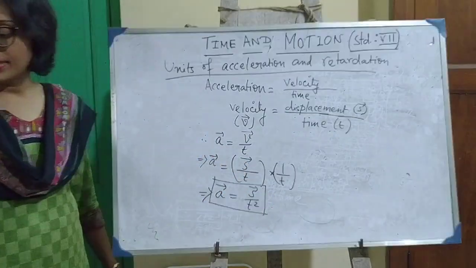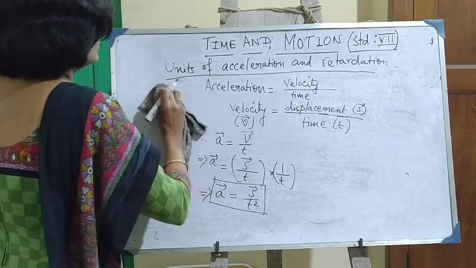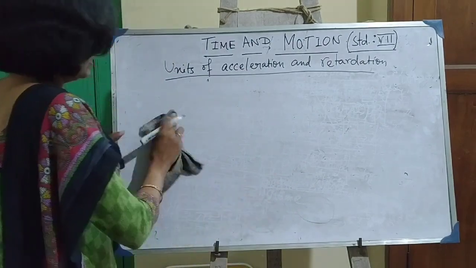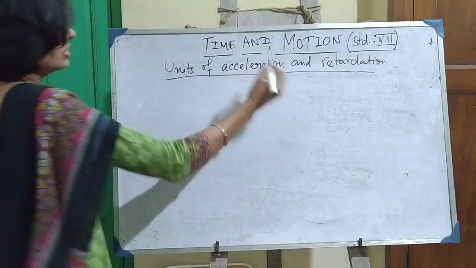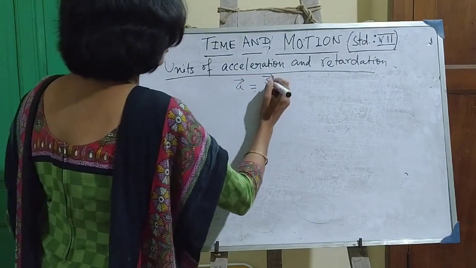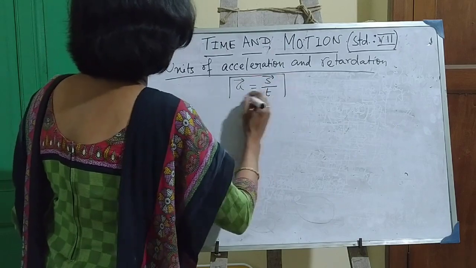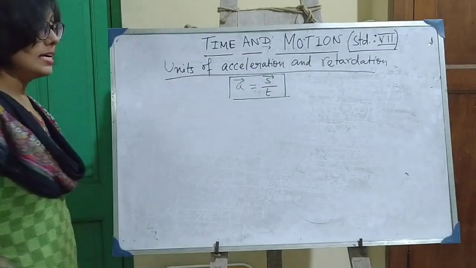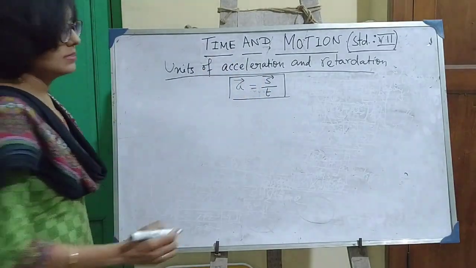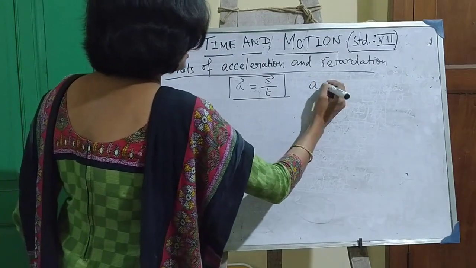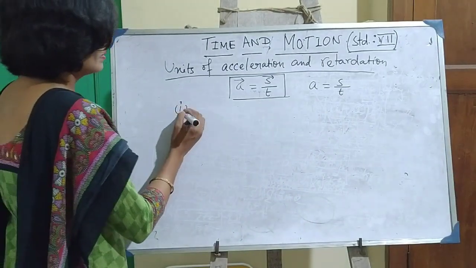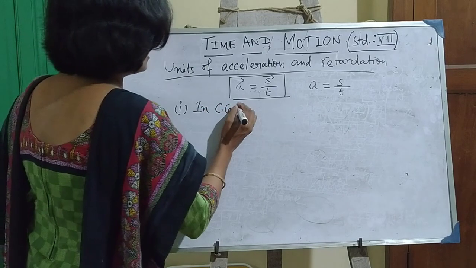So units of acceleration: at first we shall discuss the CGS unit of acceleration. Before finding the units, we shall first write down the mathematical form of acceleration in terms of displacement and time, s by t square. If we consider only the magnitude of acceleration and displacement, then we can write that acceleration a is equal to displacement divided by time t. Number 1, in CGS system.